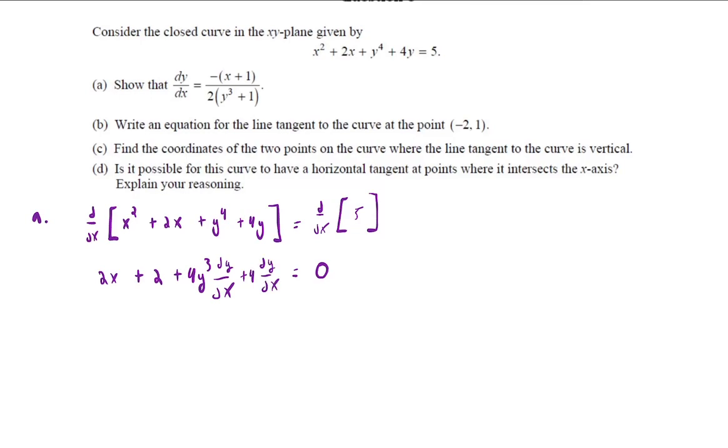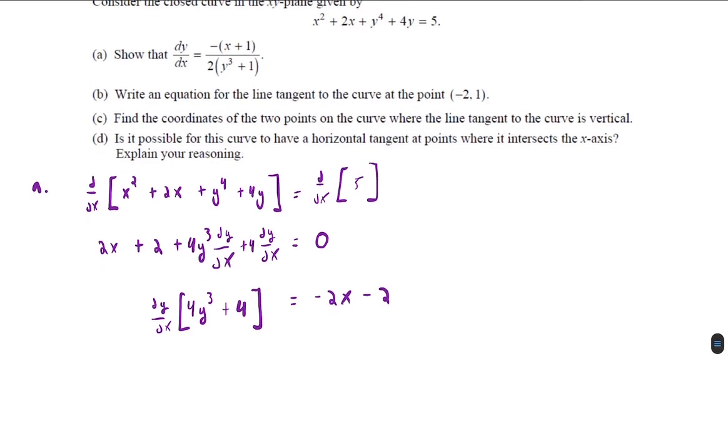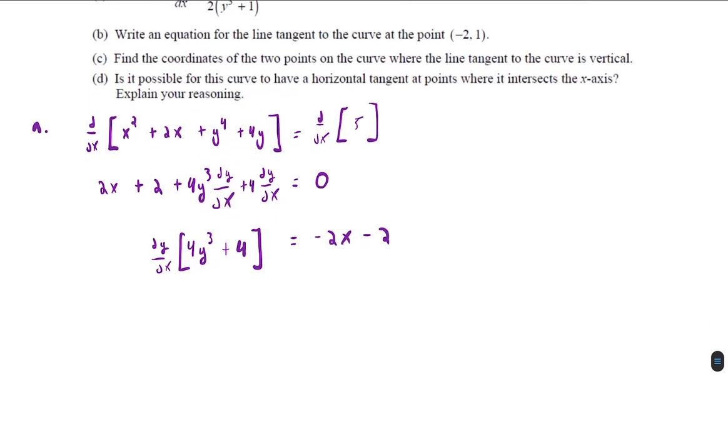And so we're just going to solve here. We're going to move everything over to the other side. We're going to have that negative 2x minus 2 is equal to dy/dx times, I'm skipping a few steps here, but y'all can handle a little bit of algebra missing, that's fine, the derivative of 4y cubed plus 4. Dividing both sides, we'd get the derivative of y with respect to x is equal to negative 2x minus 2 over 4y cubed plus 4.